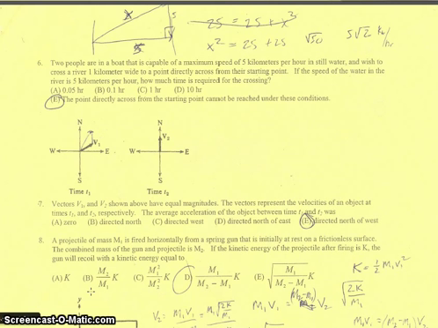I actually figured out what that velocity would be. It would be 5 square root of 2 for the velocity, but because they said that the 2 people are at a maximum of 5 kilometers per hour, the answer comes out being E. A point directly across cannot be reached under these conditions.